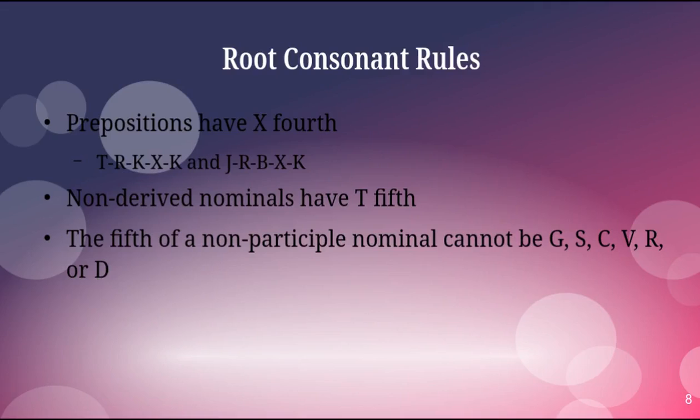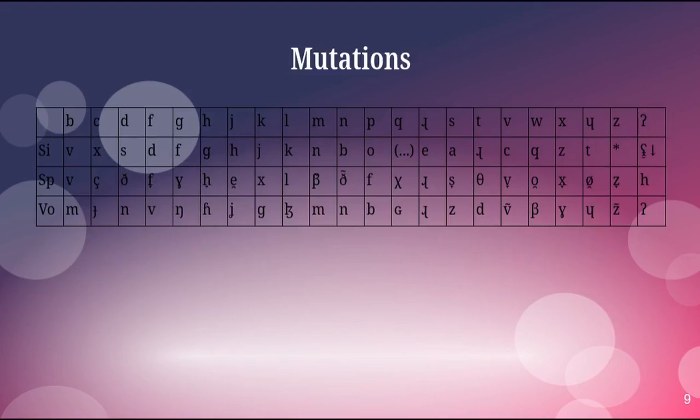A root consists of 5 of these consonants, but there are some word restrictions on what they can be. Prepositions have to have cha as the 4th consonant. Nouns and adjectives that aren't derived from anything else have to have ta as the 5th consonant. The last consonant of a non-participle word cannot be ga, sa, kya, va, ra, or da, to avoid confusion with participles. There are 3 initial consonant mutations.